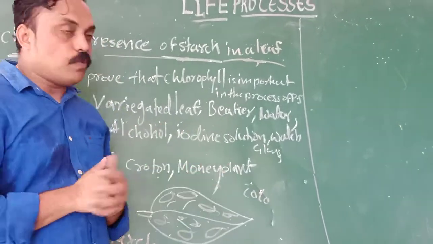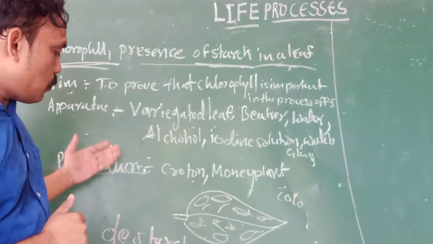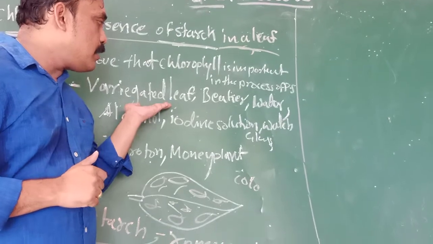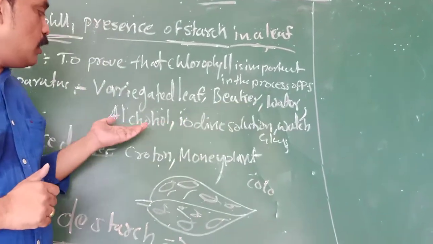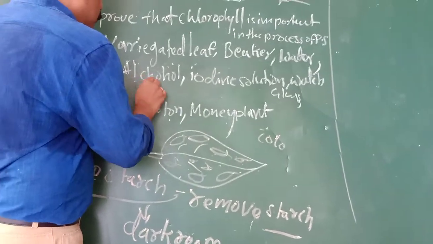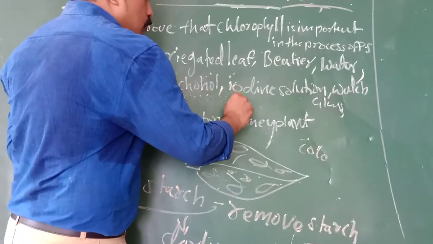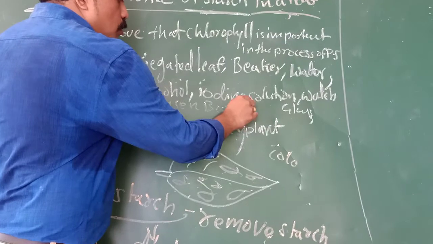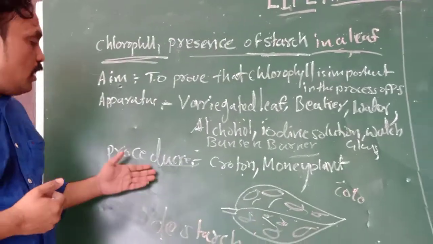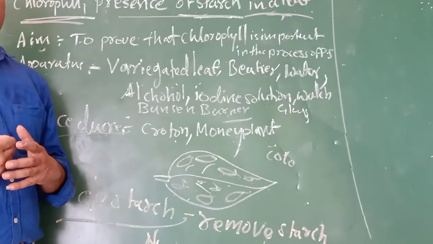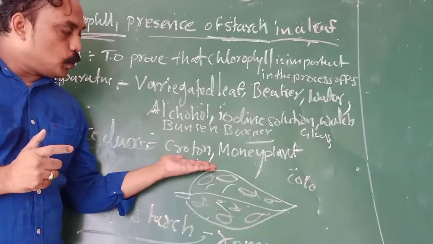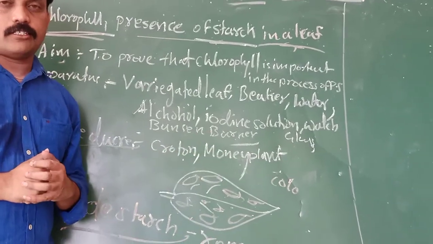You have to choose one variegated plant. Especially, what are the apparatus we require? A variegated leaf, beaker, water, alcohol, iodine solution, and a Bunsen burner, which is required to provide the heat. And now, the procedure. What is the procedure? First of all, we have to choose what type of plant: a croton or a money plant.